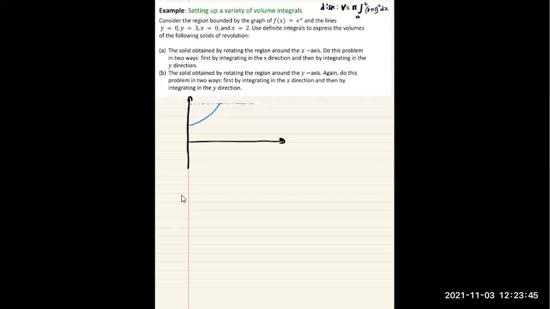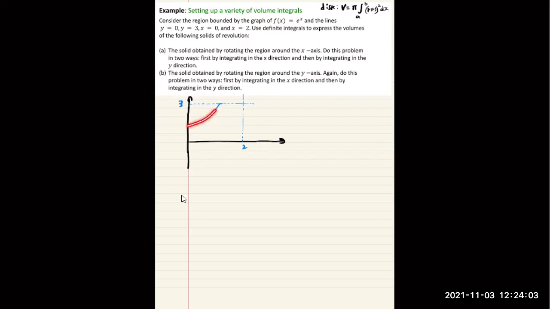And then the line x is equal to 2. I need to graph the line x is equal to 2. The line x is equal to 2 will be a line like this. This is 2, this is 3. And now we can identify the region.